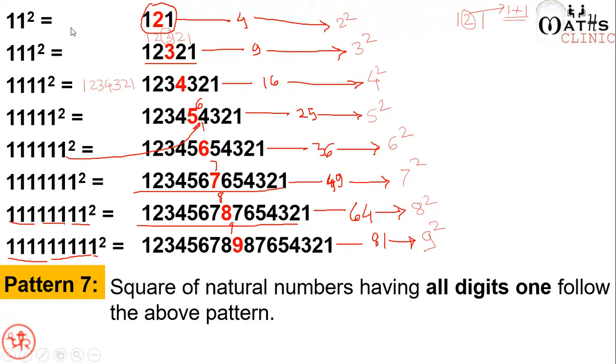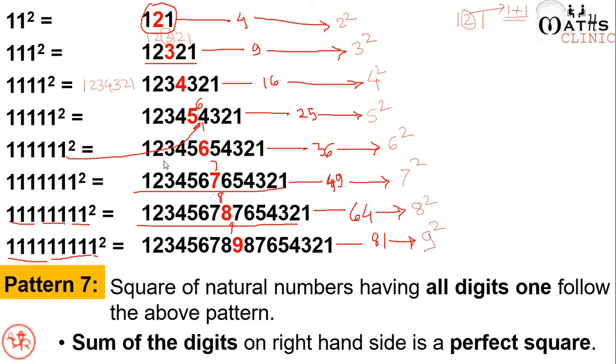This is very interesting. 11 square is 121, 111 square is 12321, 1111 square is 1234321. You have to keep this in mind. Is that clear? Now next: the sum of digits on the right-hand side is a perfect square. We summed all of these and found perfect squares 4, 9, 16, 25, likewise. Is that clear?